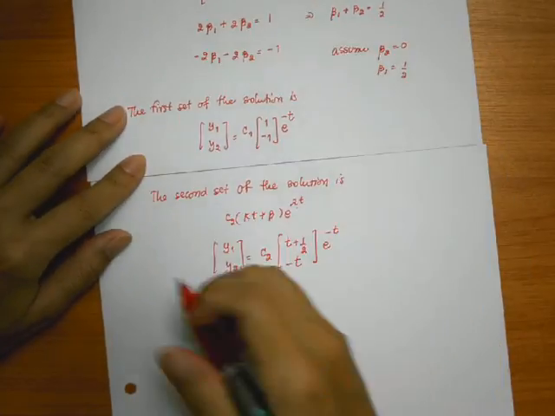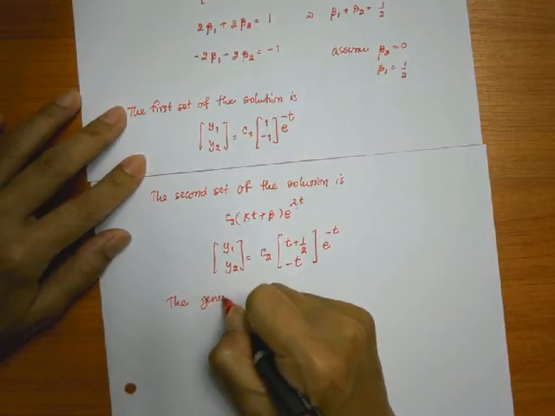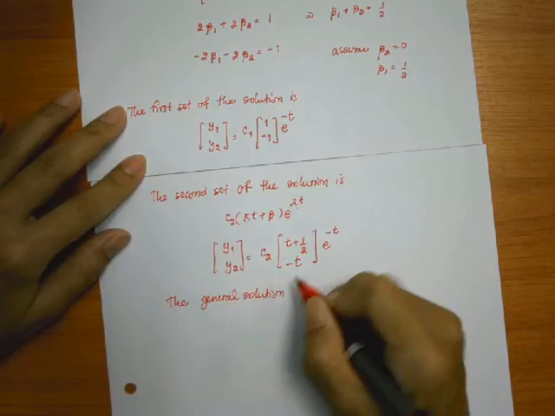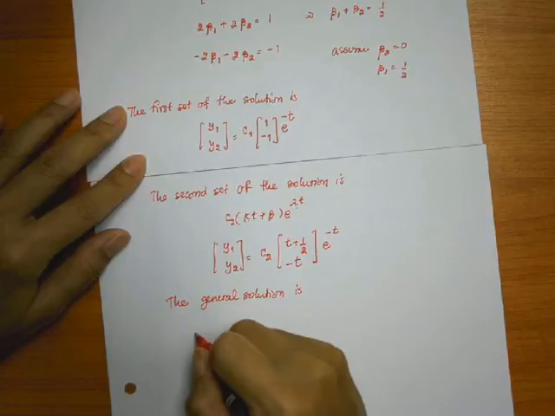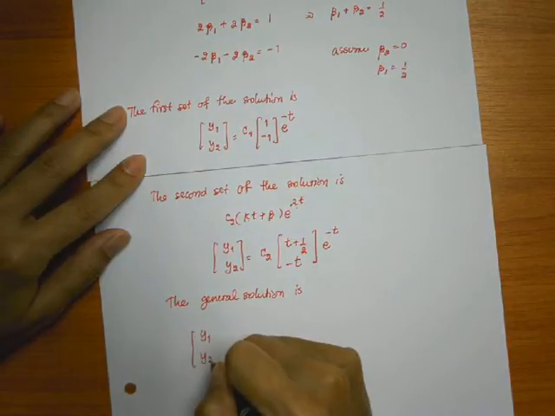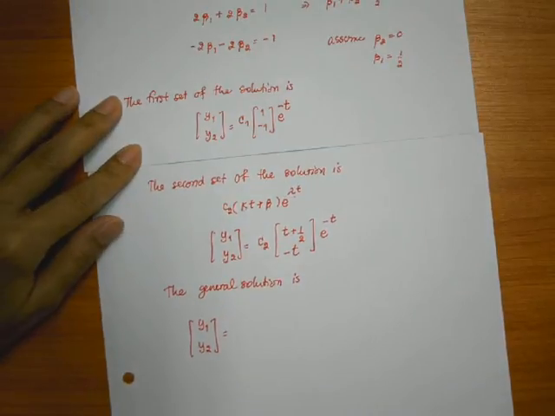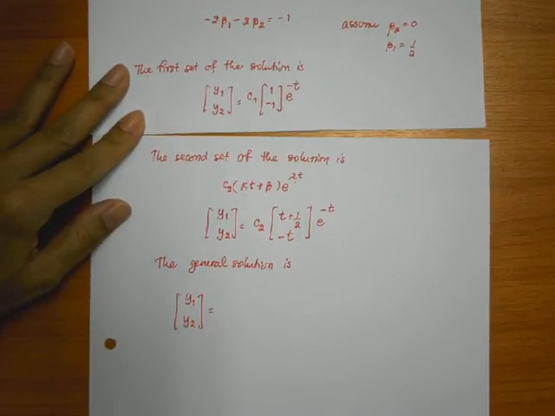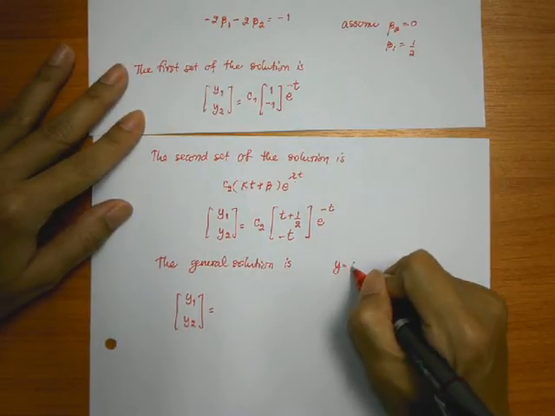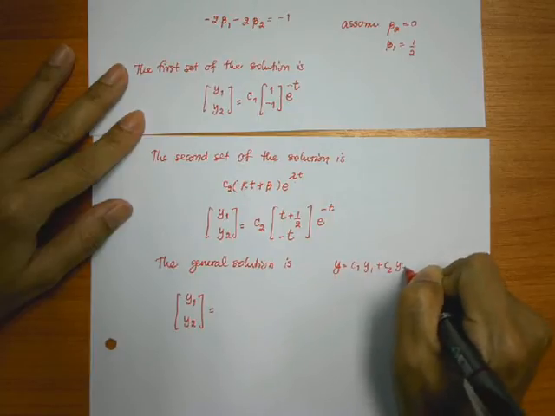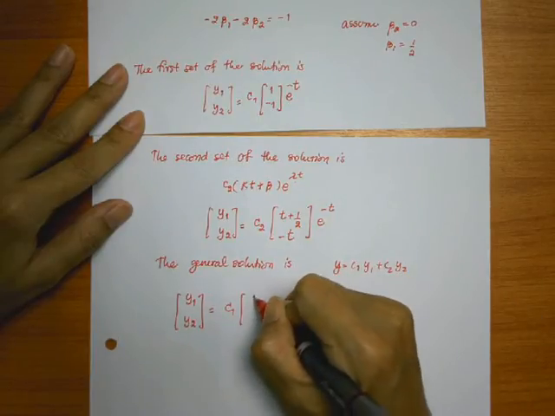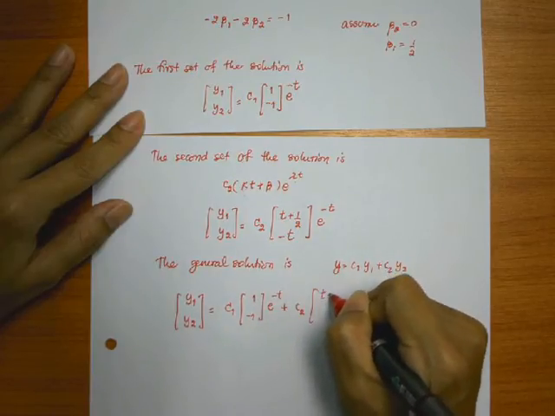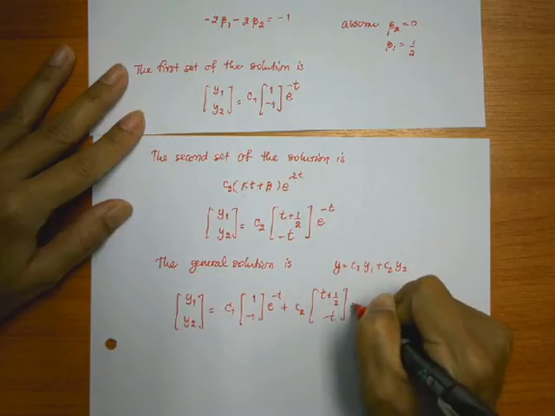So the general solution of this linear system is the summation of the first set of the solution and the second set of the solution, which is C1 times the first set, plus C2 times the second set. That's the answer.